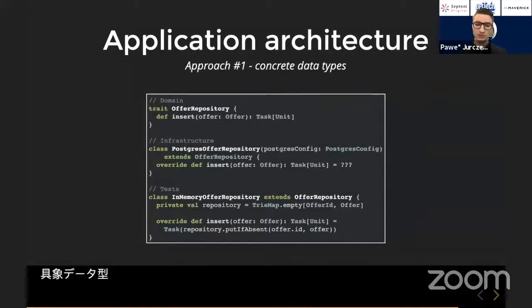In the infrastructure, you will also have a concrete data type, and in the tests as well. So basically, a whole application is organized around a single concrete I/O monad. But there's a question: how does it compare to the dependency inversion principle?